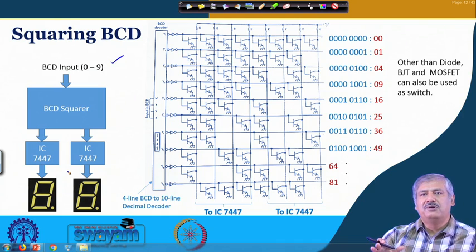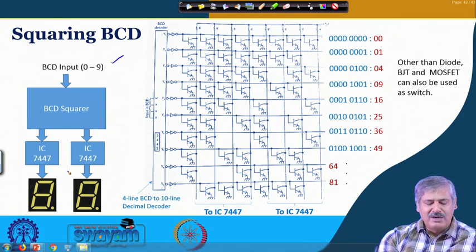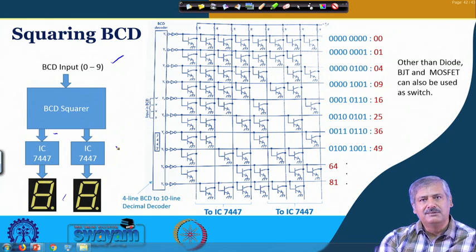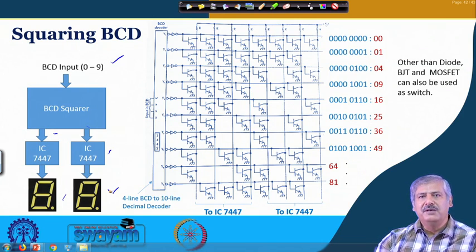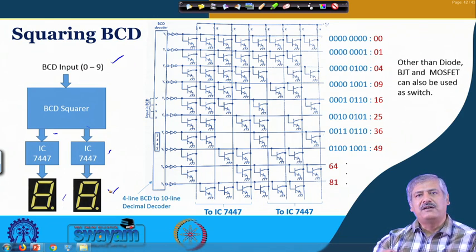The number is up to 81, so it is a 2-digit number. One digit will be fed through one IC 7447 to a display, and the other, lower significant digit, in binary coded decimal, will be fed to another 7447 and the corresponding decimal digit displayed. Is it fine? This is the overall arrangement, and then we will look at having a particular pattern ingrained in a ROM.